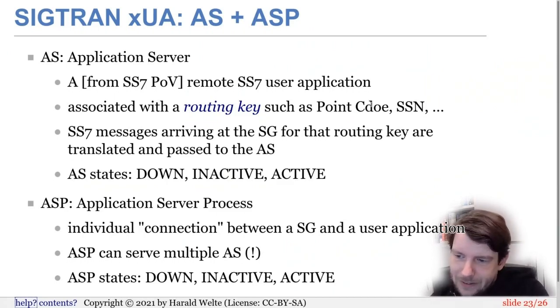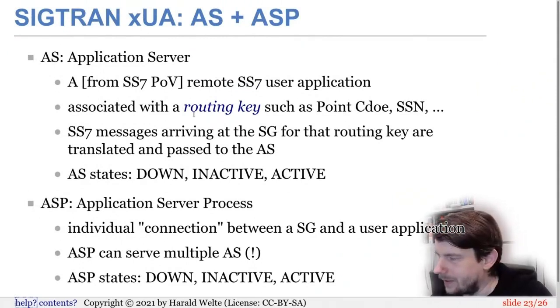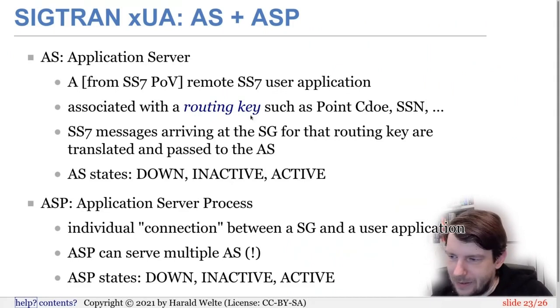So any SS7 message that arrives at the signaling gateway and matches this routing key is then translated and passed to this external application server in the IP domain. What you can specify as a routing key depends on which X in XUA you're using. So in MTP3, of course, you can only use point codes and subsystem numbers. No, not even subsystem numbers. Actually, you can. No, you can only use point codes basically as routing keys. But in SUA, you could also use SCCP level subsystem numbers, for example, as routing keys.